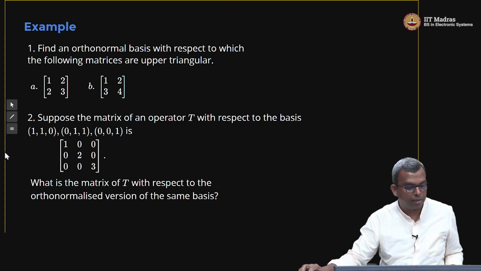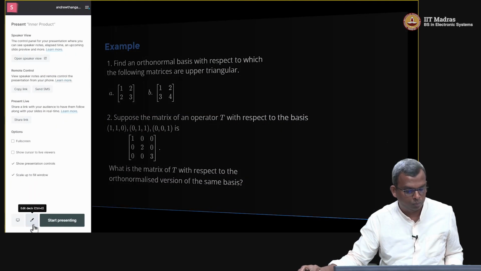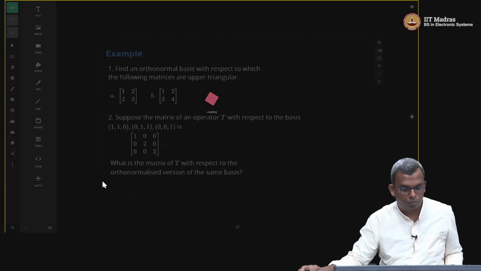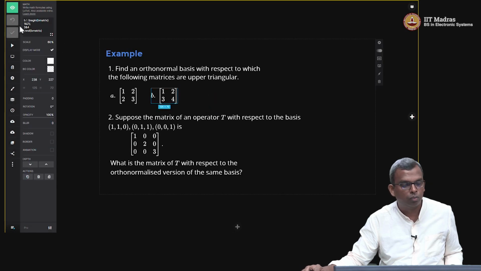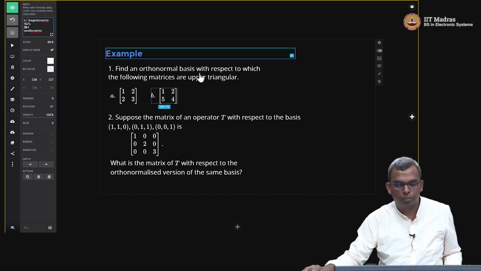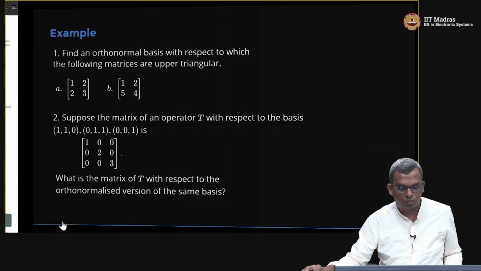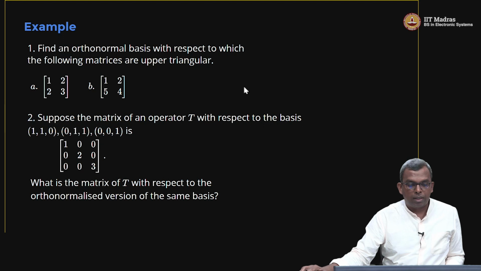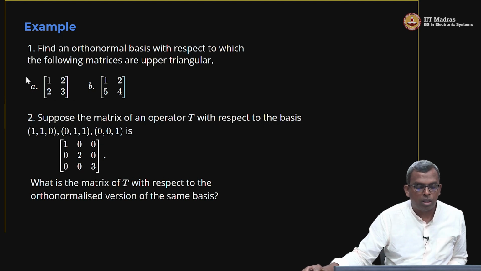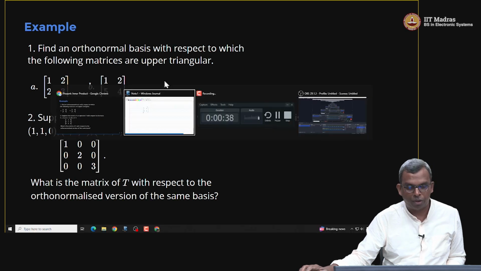I will change this example a little bit. Okay, so let's go to the second example, 1, 2, 5, 4. So we saw in the first example, somehow we magically got an orthonormal basis with respect to which this was diagonal. Let's try the second example, 1, 2, 5, 4. Okay, so slightly different from before.